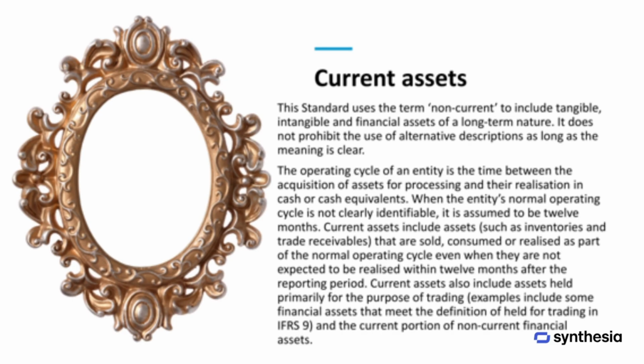cash or cash equivalents. If the entity's normal operating cycle is not clearly identifiable, it is assumed to be 12 months. Current assets include those such as inventories and trade receivables that are sold, consumed, or realized as part of the normal operating cycle, even if they are not expected to be realized within 12 months after the reporting period. Current assets also include assets held primarily for trading purposes, such as certain financial assets defined as held for trading under IFRS 9, and the current portion of non-current financial assets.